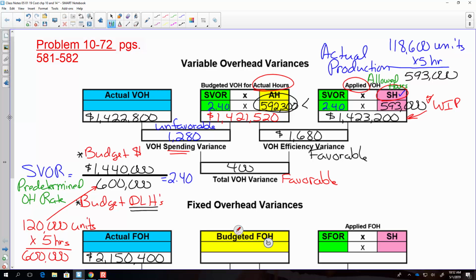You need to know that, right? So I'm going to debit work in process inventory for 1,423,200. I'm going to credit manufacturing overhead control. So I'm debiting this account, right? Debiting makes it go up, right? I'm increasing, I'm putting it in production.